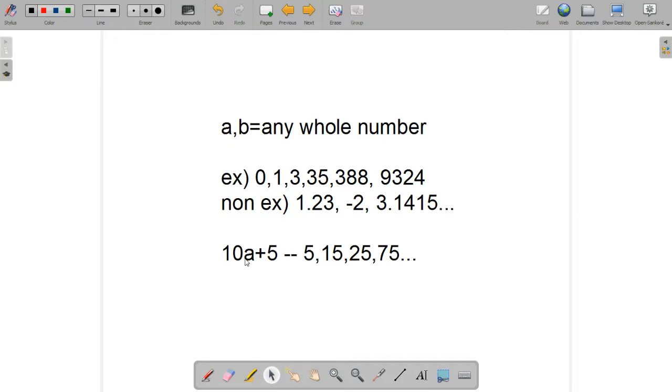So basically we represent 15, 25, and those numbers as 10a plus 5. And like I said, a is any whole number, and 10a plus 5 is 5, 15, 25, 75, and so on. Okay, moving on.